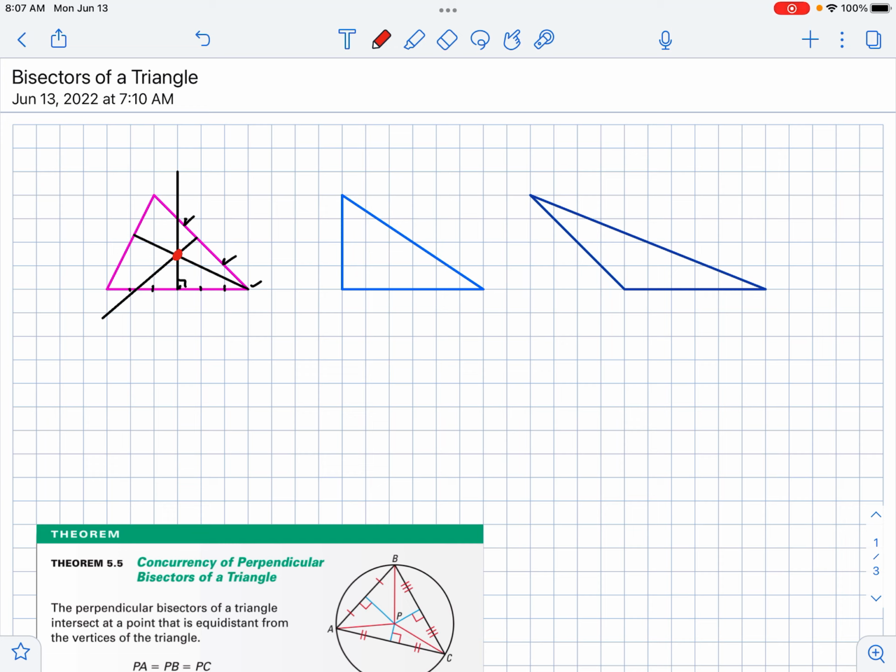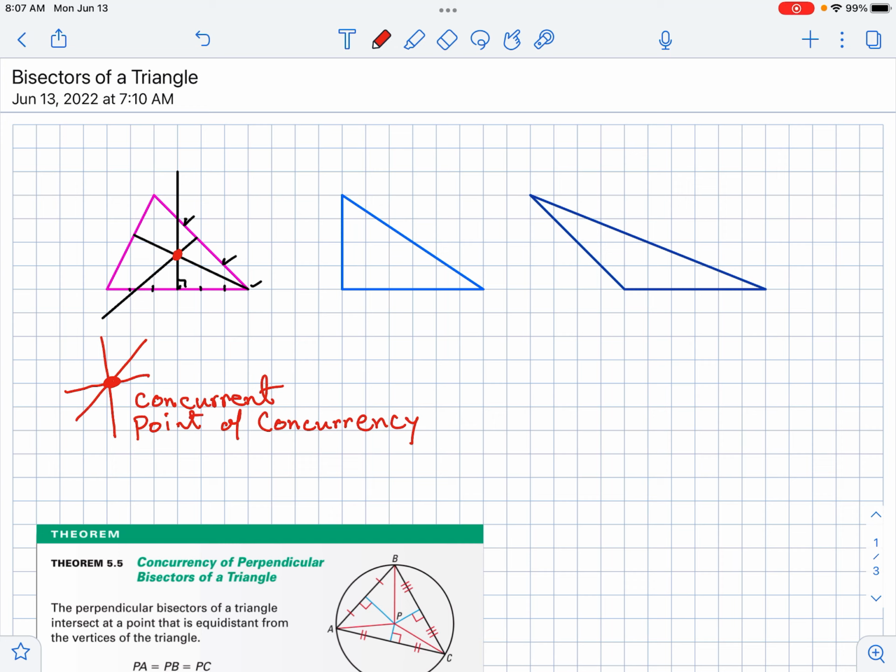Now, just some terminology here. Whenever you have three lines that intersect at a point, we say that those lines are concurrent. And the point where they intersect, we call that the point of concurrency. So you can see we have the point of concurrency right here. And in this triangle, you have the point of concurrency right here in the interior.